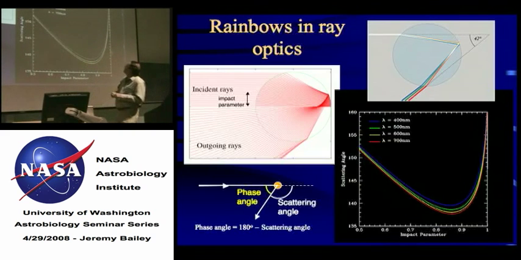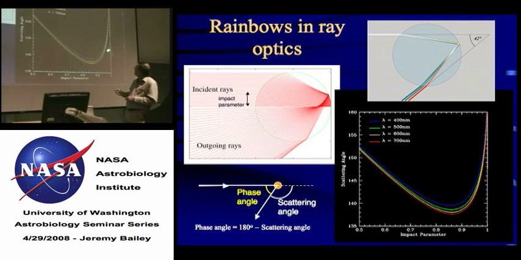So I'll start by talking about rainbows. Rainbows are caused by light scattering off spherical water droplets. What we have is the light passing into the water droplet, reflecting off the inside of the water droplet, and then coming out at a different angle. The light actually scatters through different angles depending on where it's coming into the droplet, so this impact parameter measures the distance from the center of the droplet.